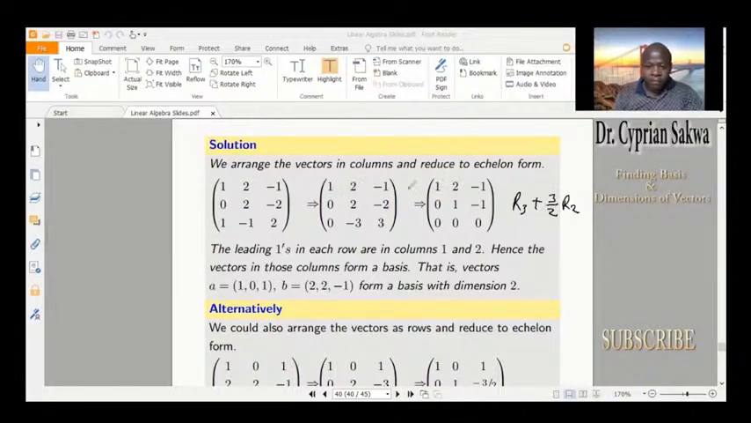So that means the final matrix I would have, the first row remains where it is. The second row, what I did here, first of all, I divided this by 2. But it's not always a must. You can just work with what I have here. But I divided this by 2.